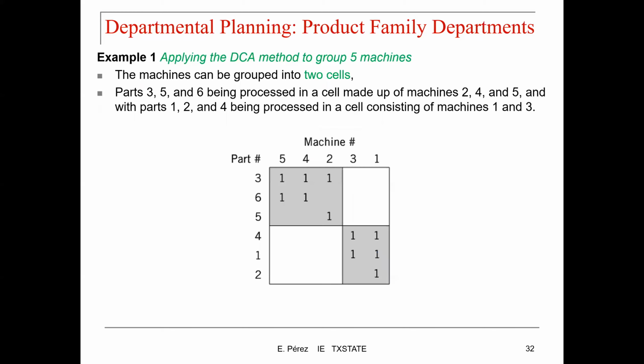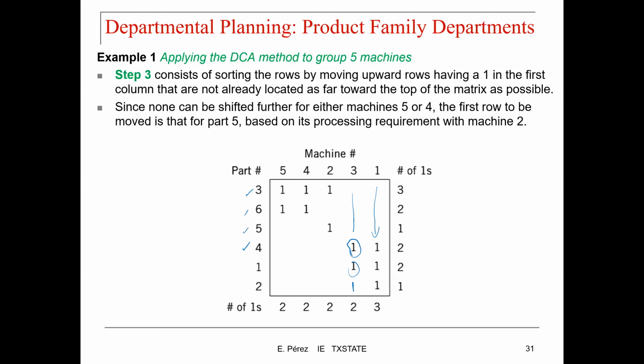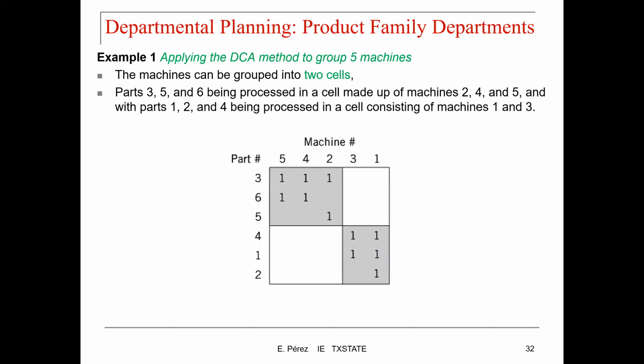So at this point, we have completed step 3. So step 4 asks us to form cells. Look for opportunities to form cells such that all processing for each part occurs in a single cell.